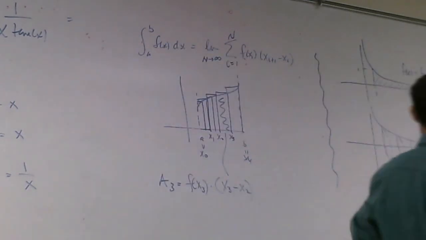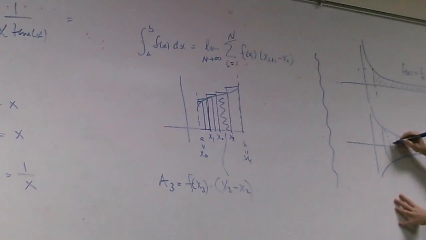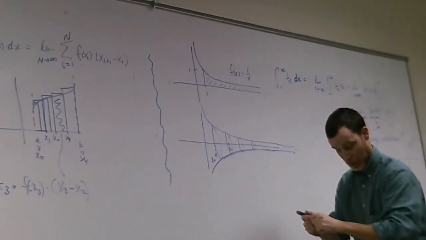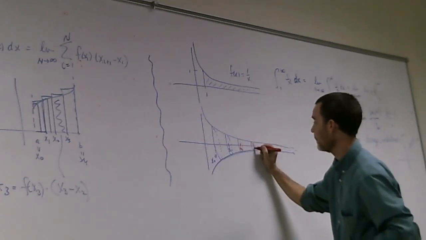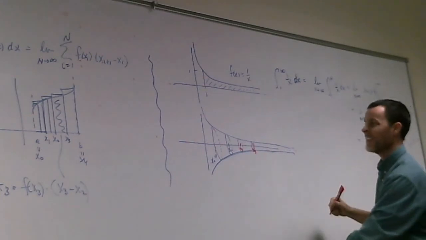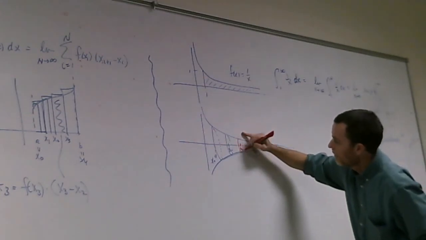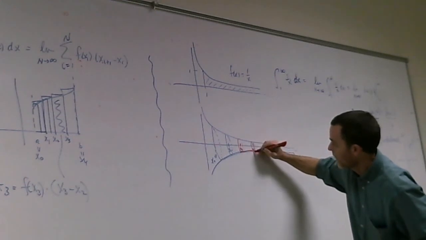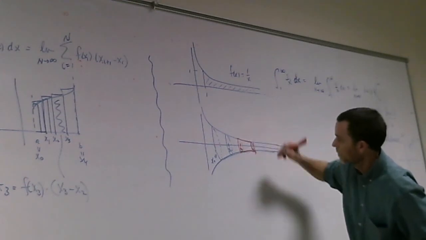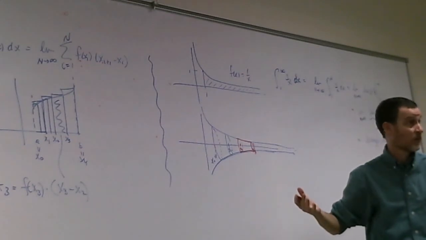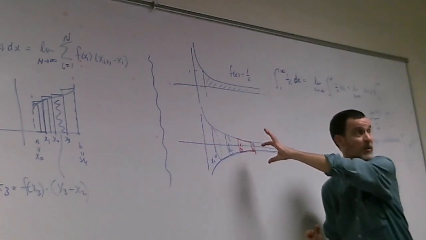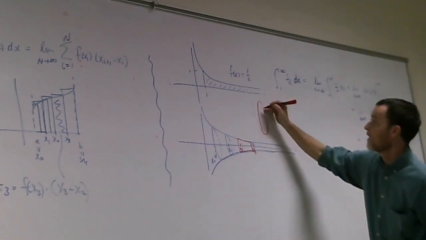Okay, now I'm going to come over here, and I'm going to start breaking this up. I'm going to say, okay, here's x0, here's x1, here's x2, here's x3. Let's just figure out the volume of this little piece right here. What does that look like? Pretty close to a cylinder, right? It's squished, but it's pretty close to a cylinder. I'm going to draw it bigger for the people in the back.